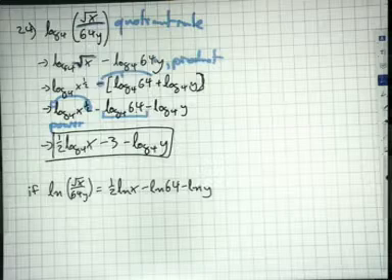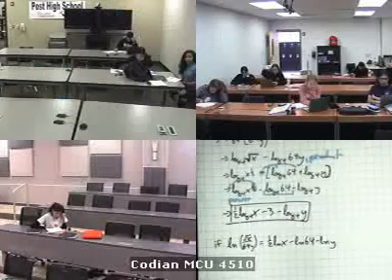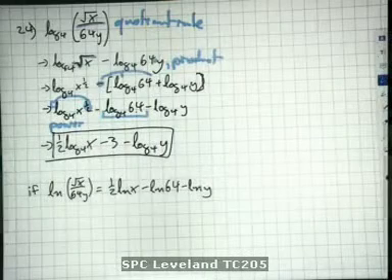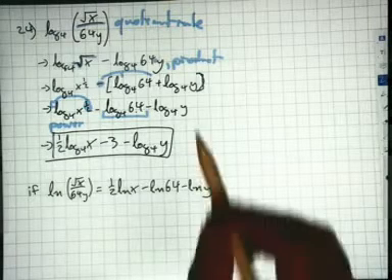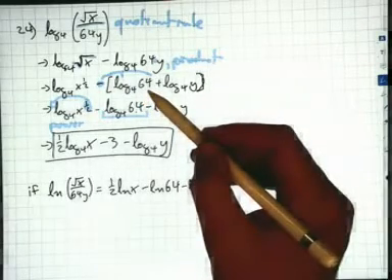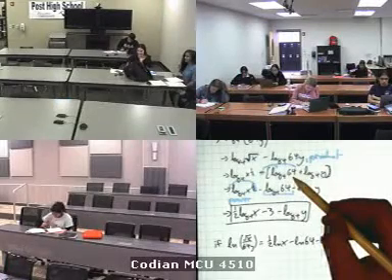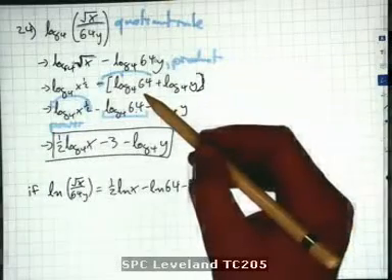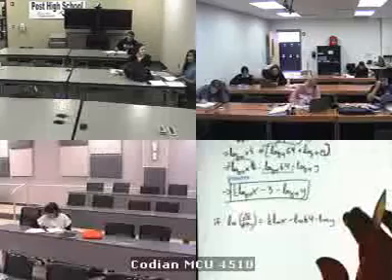What else can we look at? Can we go over 14? Well, isn't 14 just this right here? Does that make sense? Do I need to go over that again?